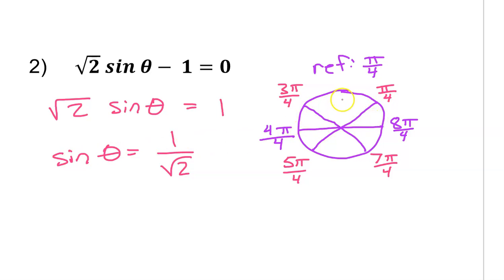The sine of any of these 4 angles will be some type of 1 over radical 2. It's just that I will have a positive 1 over radical 2 in the first quadrant and the second quadrant, where the sine function is positive, because sine is a y value. I will get negative 1 over radical 2 in the fourth quadrant and in the third quadrant. Since I want positive 1 over radical 2, the solutions will be pi over 4 and 3 pi over 4.